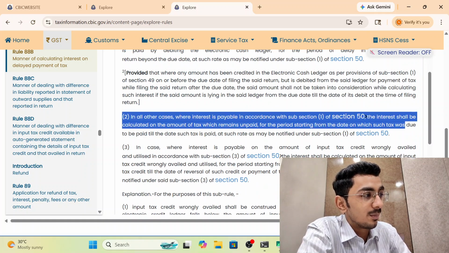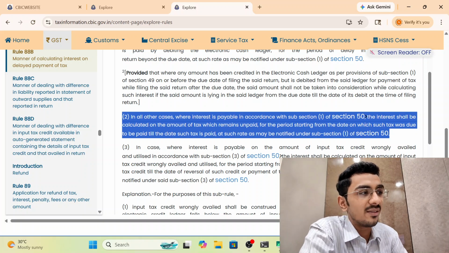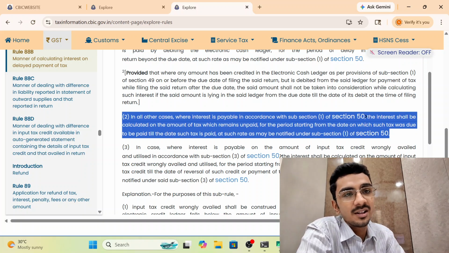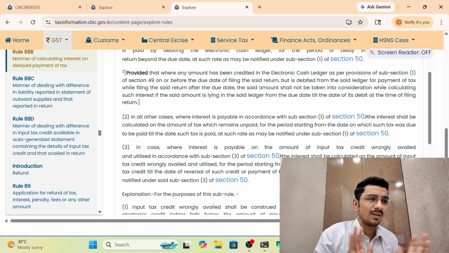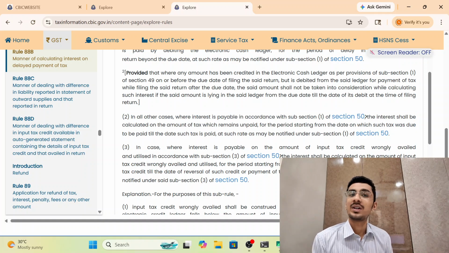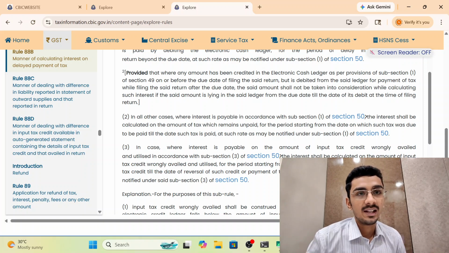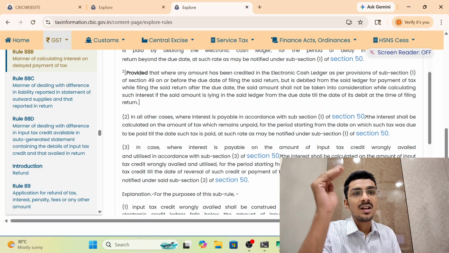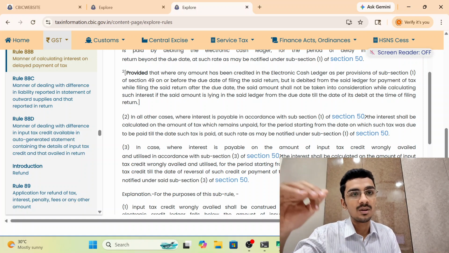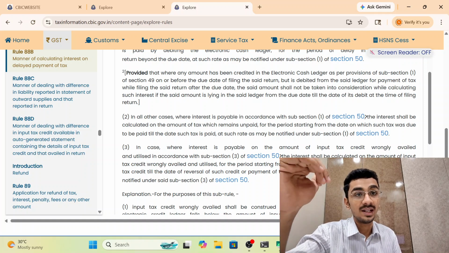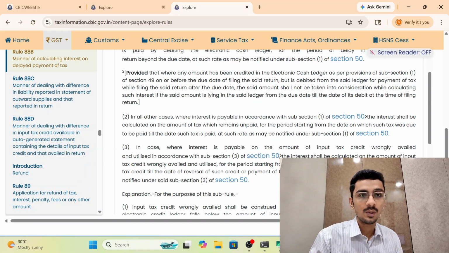Now covering sub-rule 2, which states that in any other cases, interest shall be calculated in the manner as may be notified in section 50, subsection 1. Now this is the broad angle with respect to interest calculation. It's very simple, you just have two categories. If you're making a genuine delayed payment of taxes, like before receiving notice, if you're filing returns and paying any tax, always make sure that you do the following steps.